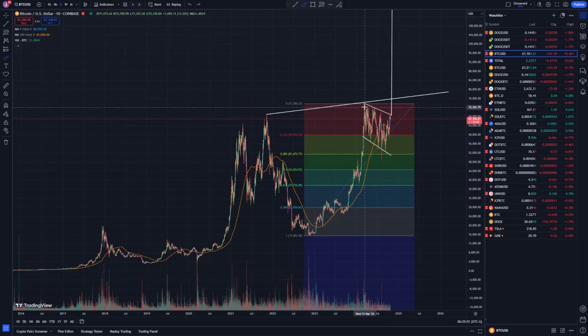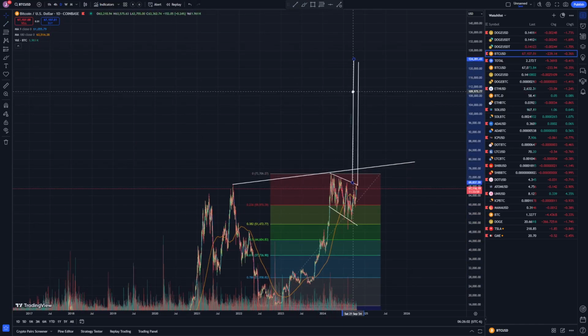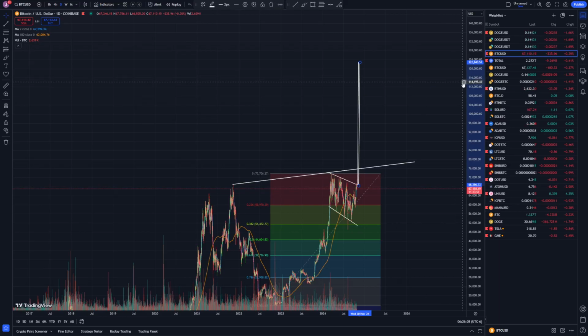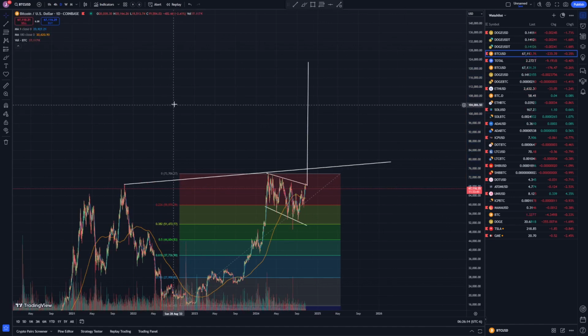Once it breaks that channel pattern going up, then we can target from the bottom to the top of the cup, drag from the top to the bottom, something like this, drag this to the breakout, and we could be looking at potentially a target of around 122,840.57 approximately, somewhere around there, if we could break that top trend line though.